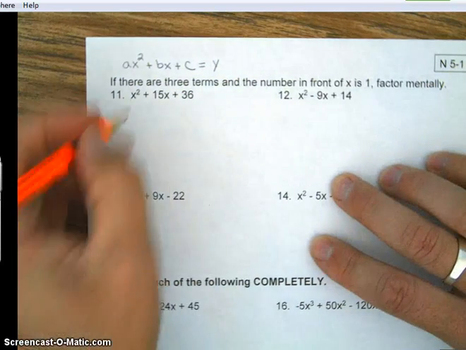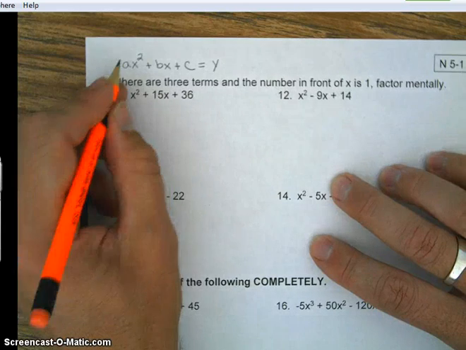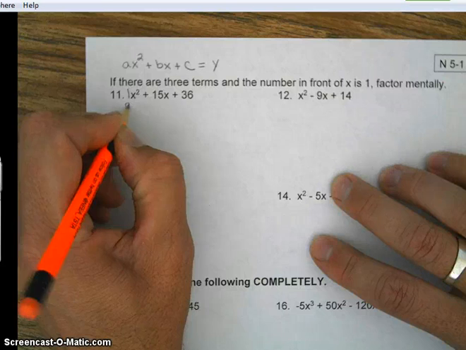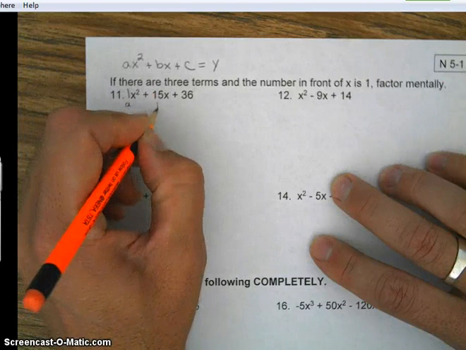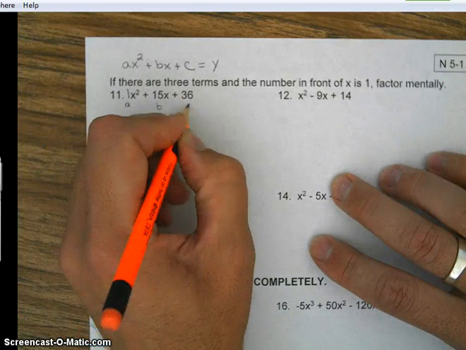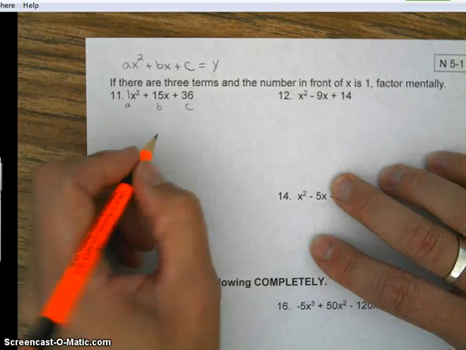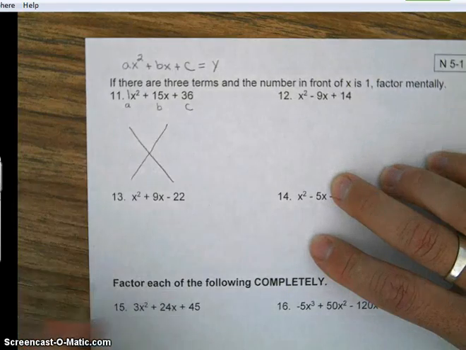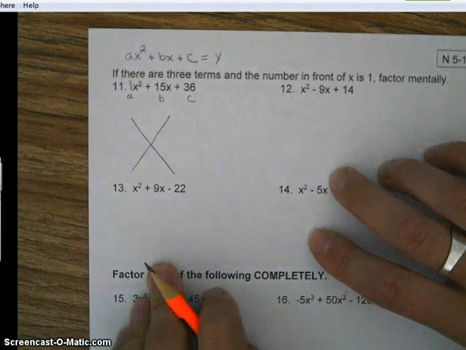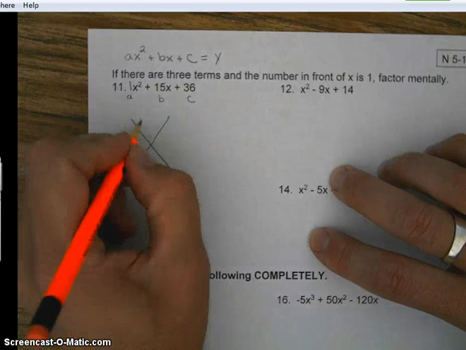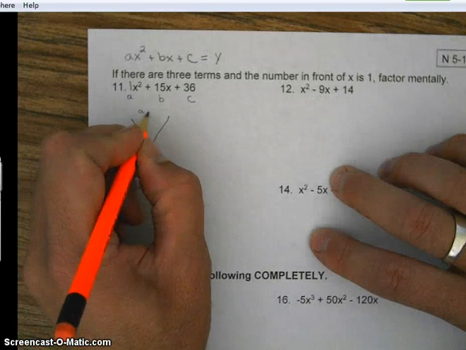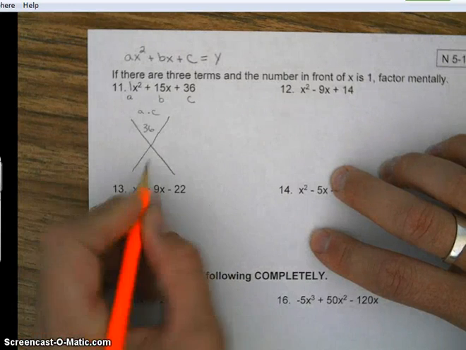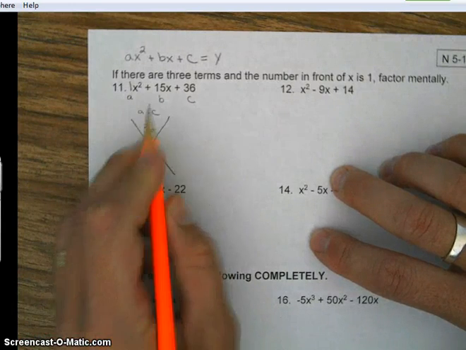Okay, so first thing you want to do is you want to pull out your a value, which is going to be a 1, your b value, which is going to be a 15, and your c value, which is going to be 36. You're going to draw an x. Okay, it's a graphic organizer to help you factor. So on the top, you're going to take a times c, so 1 times 36. And on the bottom, you're going to put your b value, which is 15.